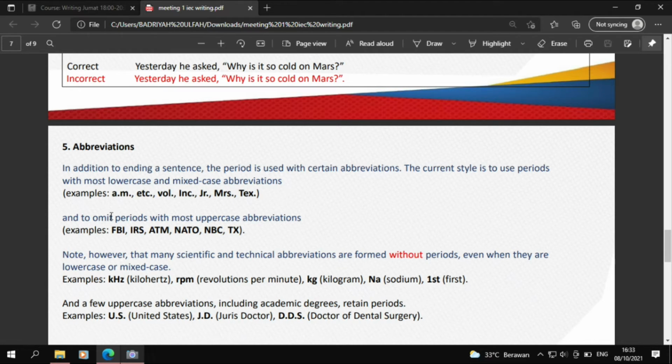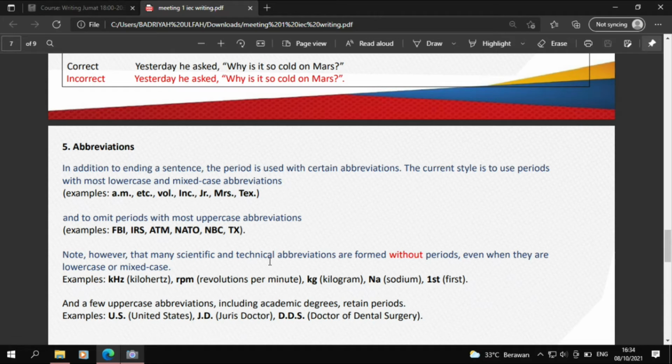Biasanya kita menghapus, tidak pakai titik untuk singkatan-singkatan yang menggunakan huruf besar. Contohnya FBI, nggak ada titiknya di situ. IRS, ATM, NATO, NBC, TX itu nggak ada titiknya semuanya. Ya, jadi kadang-kadang cuma singkatan yang seperti ini saja, untuk hal-hal yang khusus saja. However, many scientific and technical abbreviations are formed without periods, even when they are lowercase or mixed case.